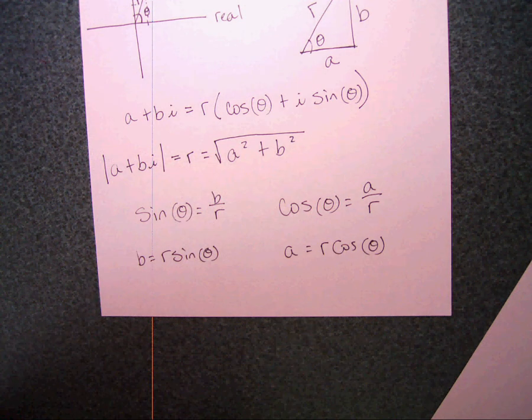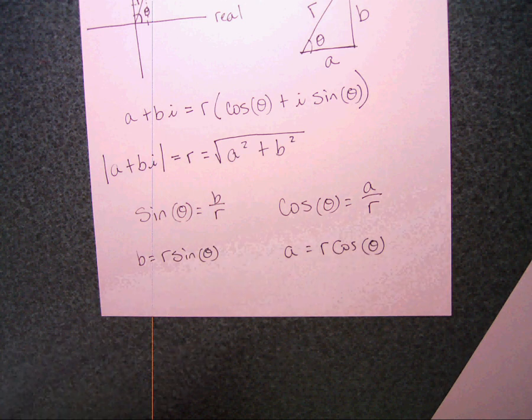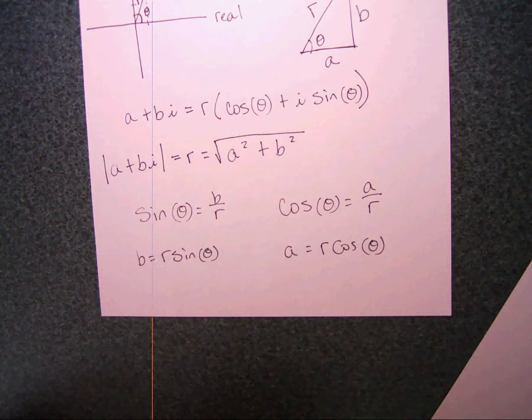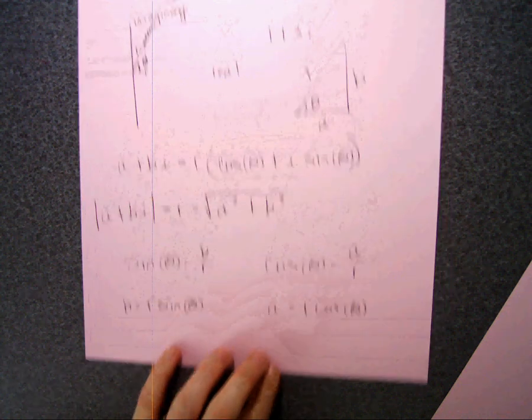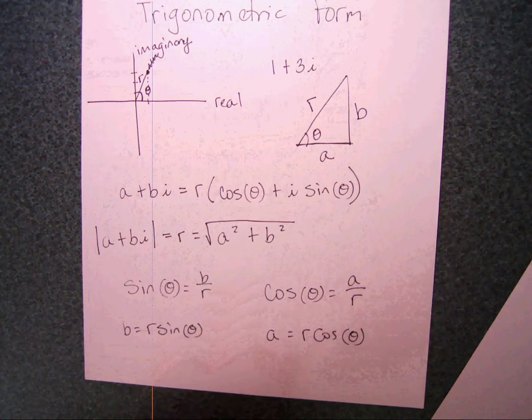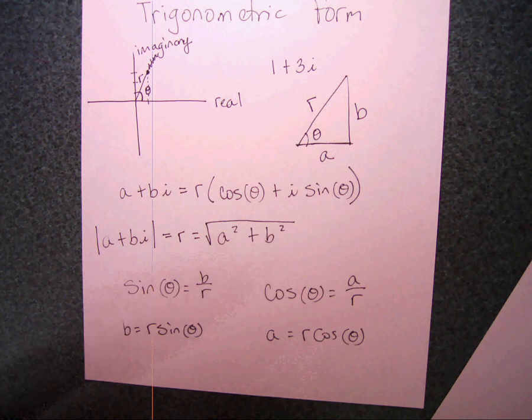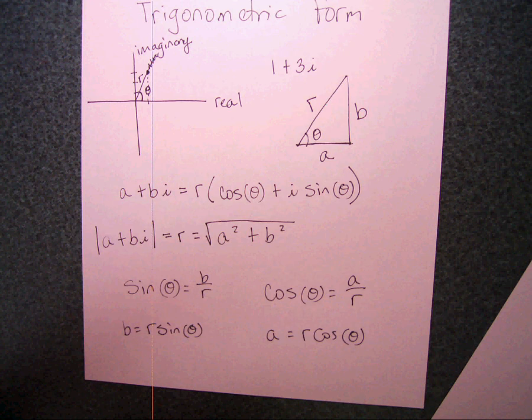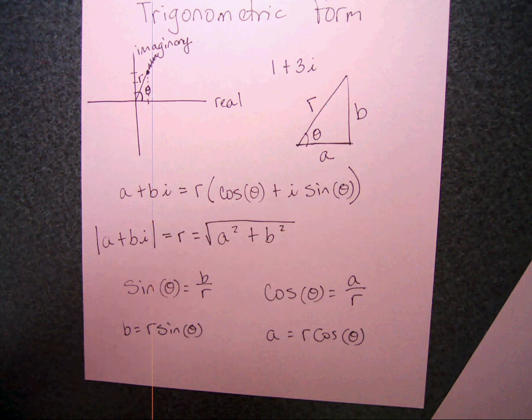Now, real quick before we go into this, what quadrant was this complex number in? 1. So my angle should be between what? Between 0 and 90, right? So we'll come back to that in a second. All right, so let's do an example.